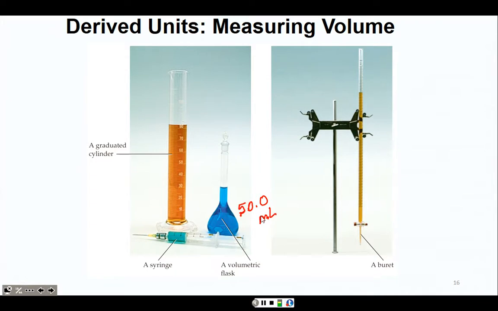And a syringe is used for more detailed amounts as well. This one looks like it's a 5 cc syringe, which is the same thing as 5 milliliters. Cc means cubic centimeter. Sometimes in the lab you'll use this thing called a burette, and that would be used to measure liquids as they drip out the bottom into an experimental flask.